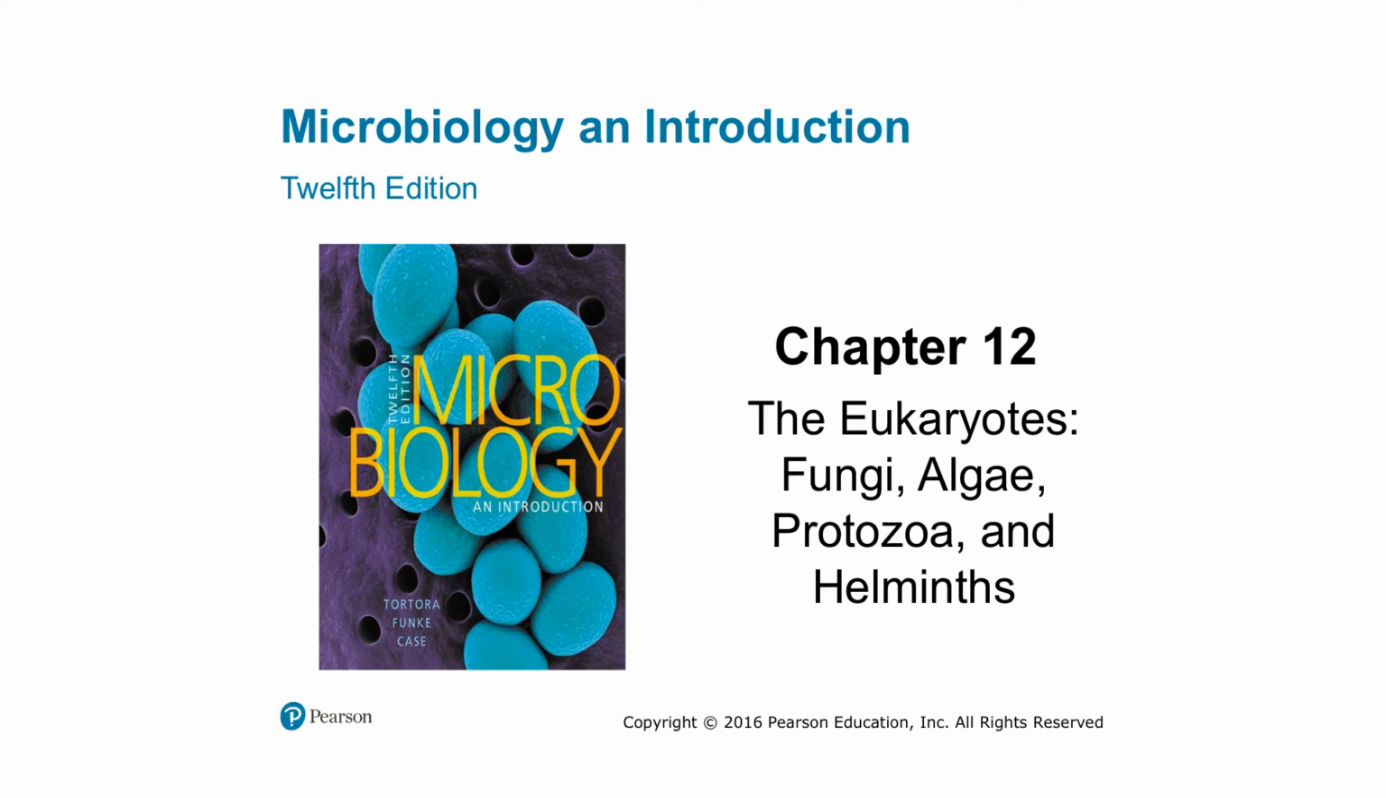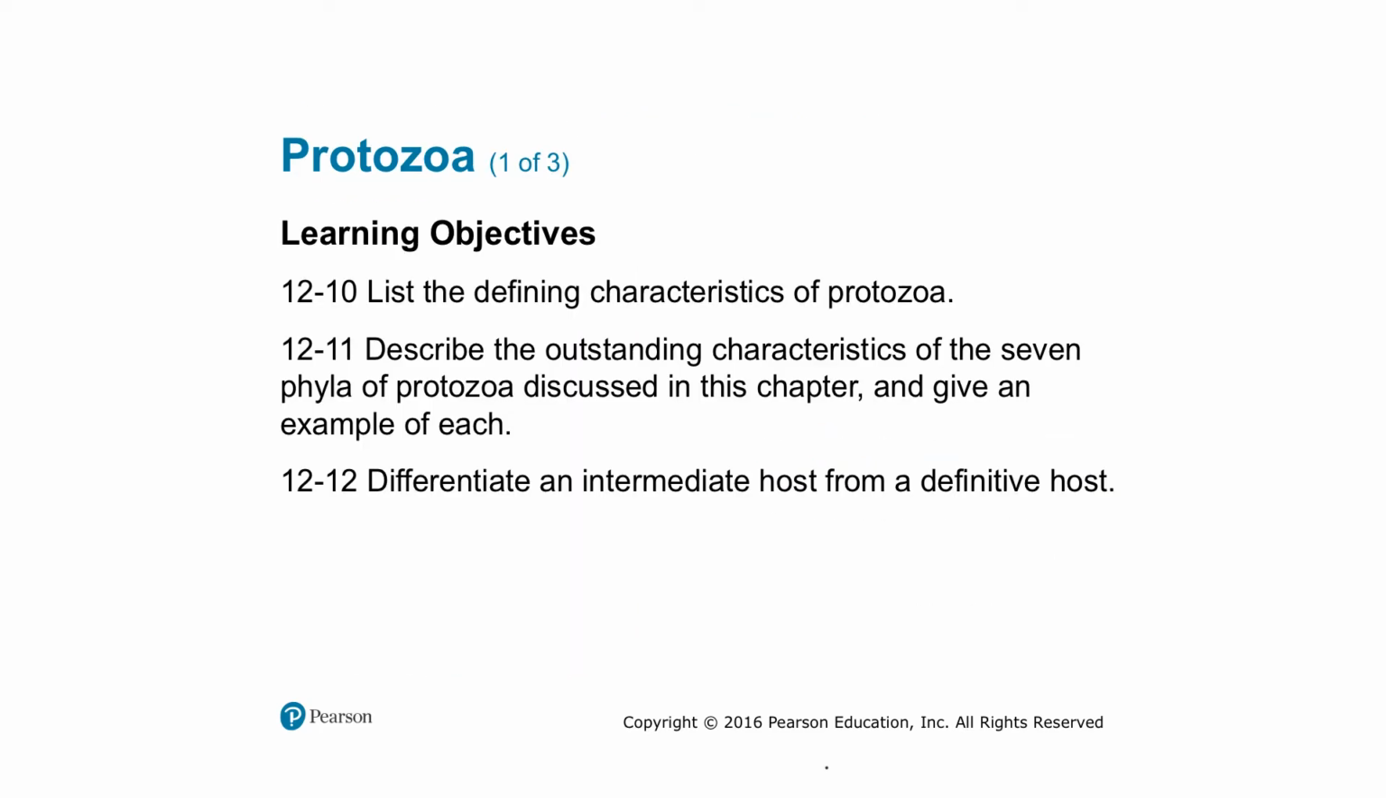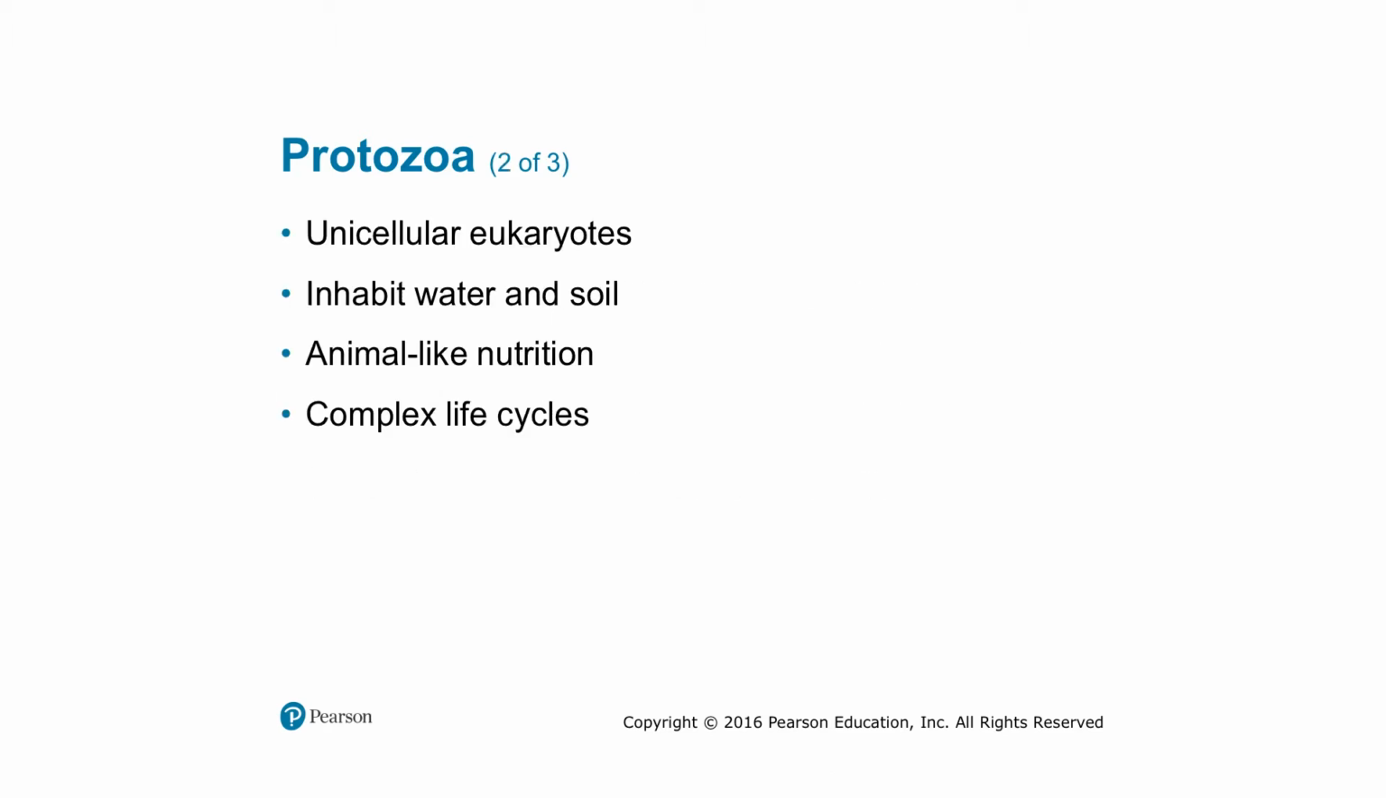So this is chapter 12, the eukaryotes, and this particular section is going to focus on both the protozoa and the helminths. So here are learning objectives for the protozoa. We're going to list the defining characteristics of them. We're going to describe the outstanding characteristics of the 7 phyla of protozoa discussed in this chapter and give an example of each. And we're going to differentiate an intermediate host from a definitive host.